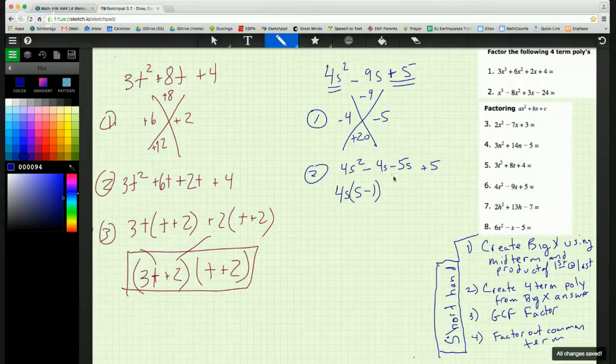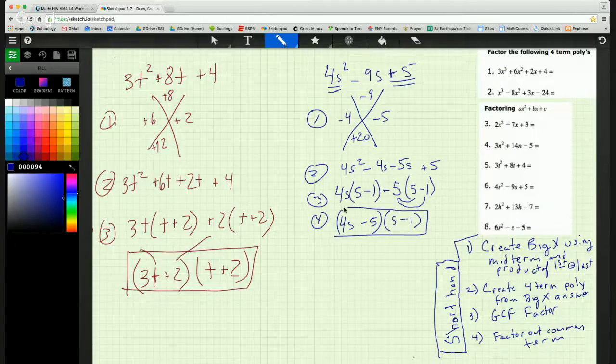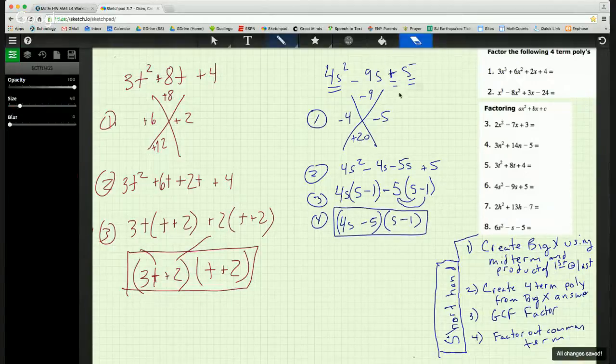And we don't like this. We got to pull a negative out because we want the first term to be positive, so negative 5 times s minus 1. And notice, remember, we're going to check this. Negative 5s, good. Negative 5 times negative 1 is 5, awesome. And so we get 4s, that was step 3, and then step 4 is 4s minus 5, and then s minus 1. Cool.